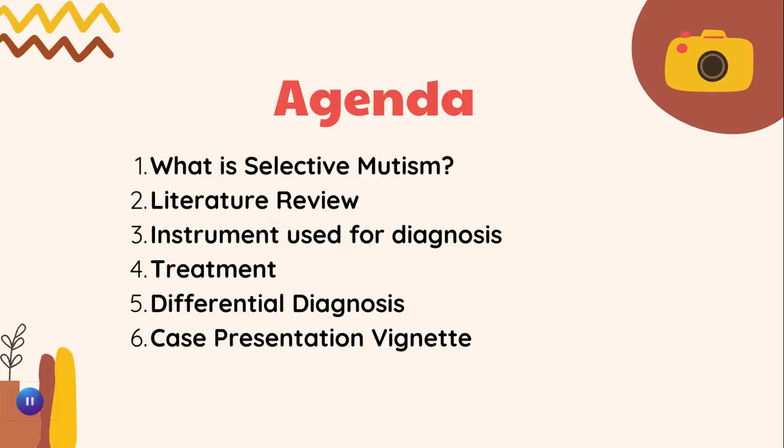So to start with the agenda, we're going to first look at what is selective mutism. We're going to look at the literature review, see the instrument used for diagnosis, then see some of the treatment options, then go over the differential diagnosis, and then end off on a case presentation.